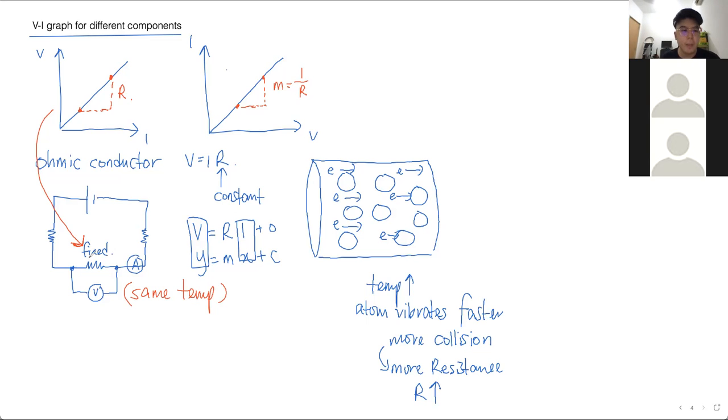So for this fixed resistor, we have to make sure the surrounding temperature is constant. If you want to get this graph, and the surrounding temperature is changing, then you will not get a straight line graph, because it no longer shows Ohm's law characteristics. It no longer obeys Ohm's law. Okay, so we are going to stop here for a while, and I'm going to create a new link, and we continue there.